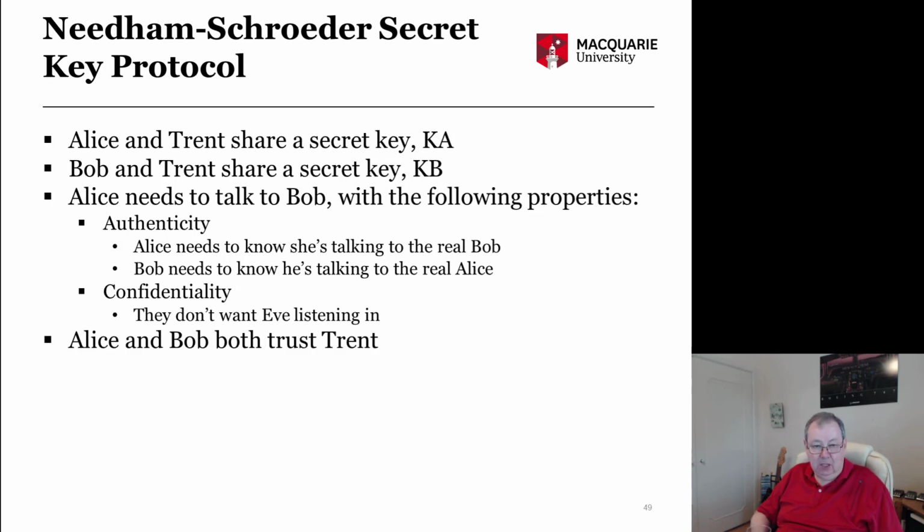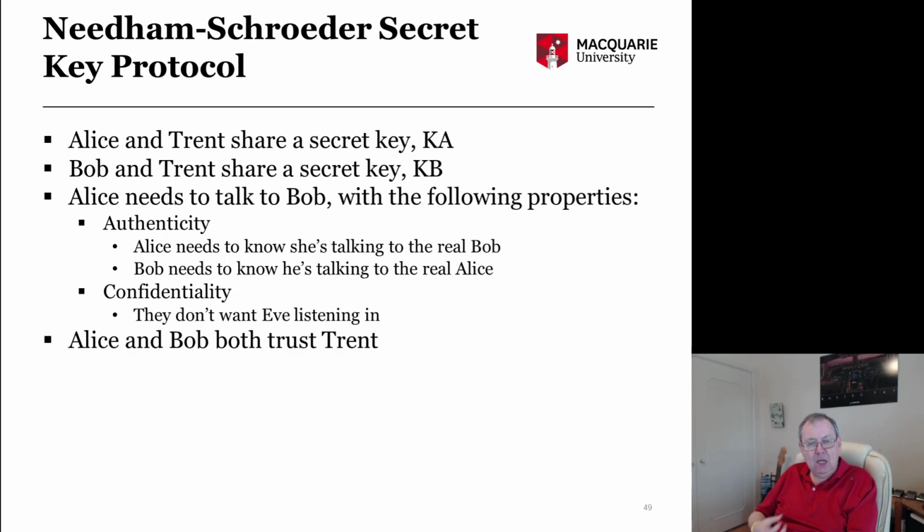First of all, authenticity. Alice needs to know that she's talking to the real Bob, and Bob needs to know that he's talking to the real Alice. So mutual authentication is required. Also, confidentiality. They don't want Eve, an eavesdropper, listening in. And Alice and Bob, it's an assumption here, both trust Trent. And probably they're both part of the same company, the same network, part of the same security domain. And so there's a reason why Alice and Bob trust Trent in this scenario.